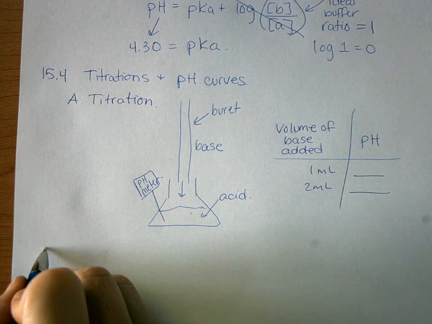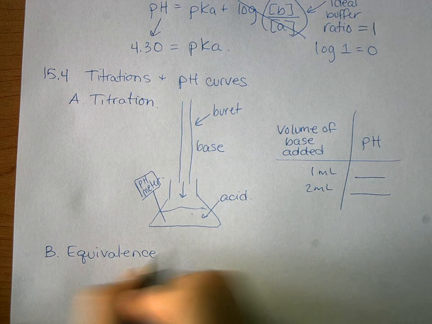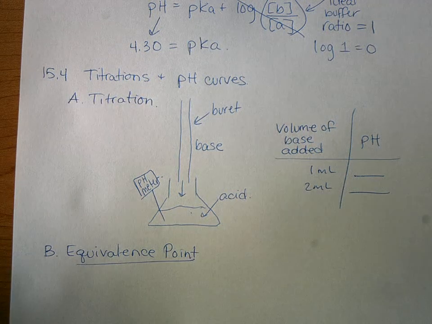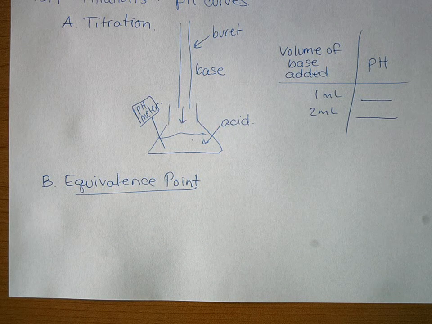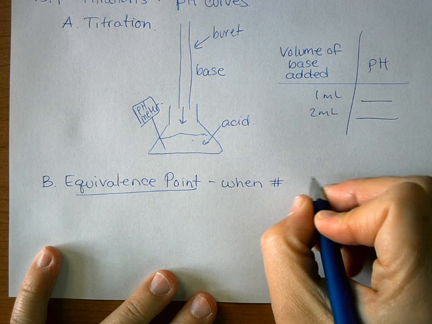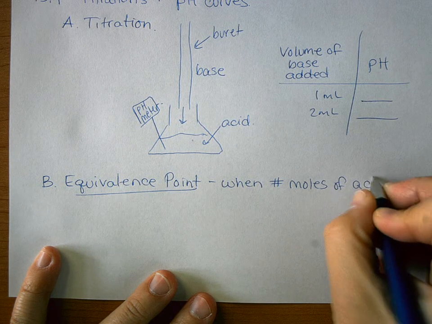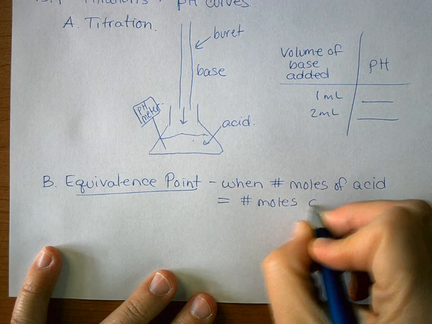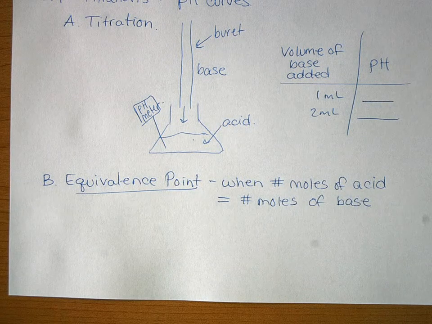And then, let's see, we'll go here. The equivalence point. The equivalence point is a very important concept to understand the definition, and to understand when you've reached the equivalence point. It is when the number of moles of acid equals the number of moles of base. Okay, that's the equivalence point just by definition.